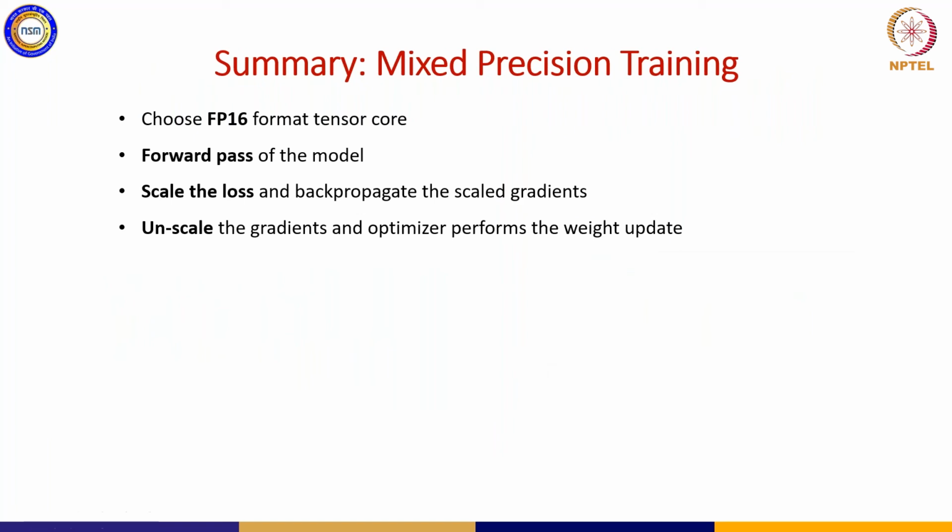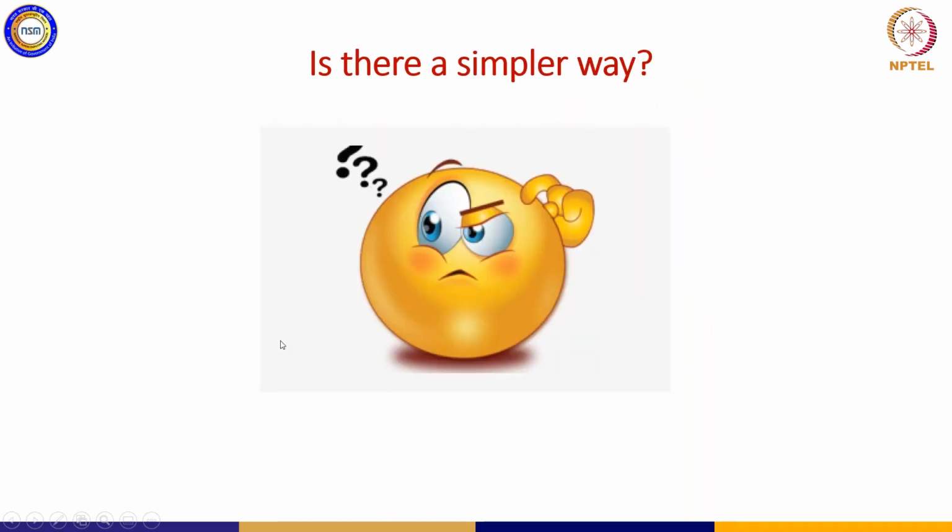So in summary, mixed precision training is that you choose the FP16 floating point format. Then you perform your forward pass in your model. After that, you scale the loss, and then do your backpropagation of the scaled gradient. Then you unscale the gradient, and the optimizer performs the weight update. These are just the summary of all what I've been saying.